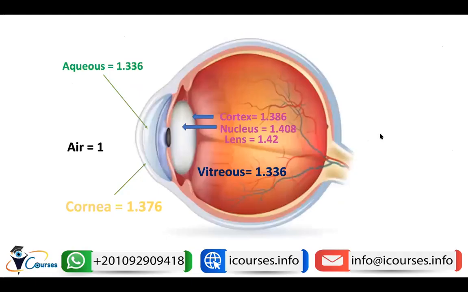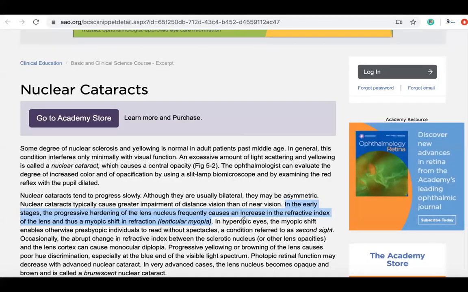The refractive index of the nucleus is more than that of the cortex. This refractive index of the nucleus increases with age and with nuclear sclerosis. Nuclear sclerosis, or nuclear cataract in early stages, causes progressive hardening of the lens, which causes an increase in the refractive index and a myopic shift, what's called lenticular myopia.